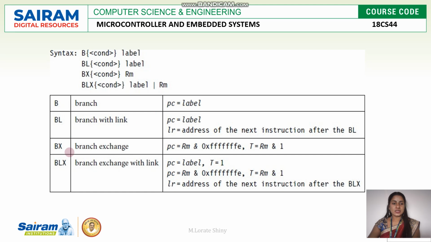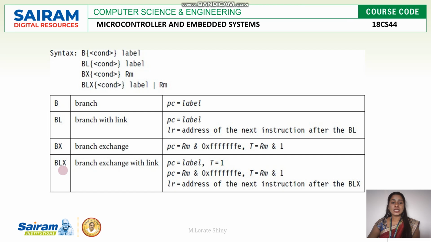Then if the instruction is branch exchange, the PC will get Rm, but it is not directly getting the Rm value. One AND operation takes place between the content of Rm and 0xFF, and T will get Rm logical AND of 1. T here means the thumb bit of the CPSR register.